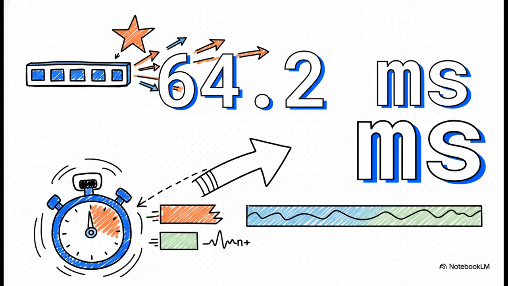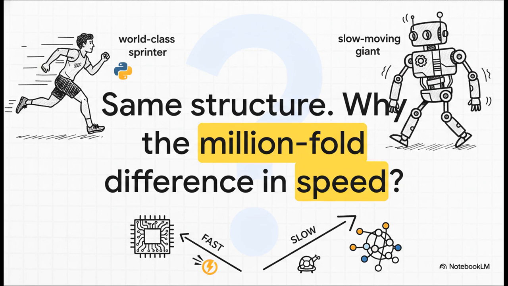And you're not wrong. But here's the catch. A millisecond is 1,000,000 times longer than a nanosecond. We just saw an operation that was nearly 3 million times slower. And that right there is our big mystery. It's the same exact thing, right? The humble Python list. So how can it be a world-class sprinter in one race and a slow-moving giant in another? To find the answer, we have to pop the hood and look inside.